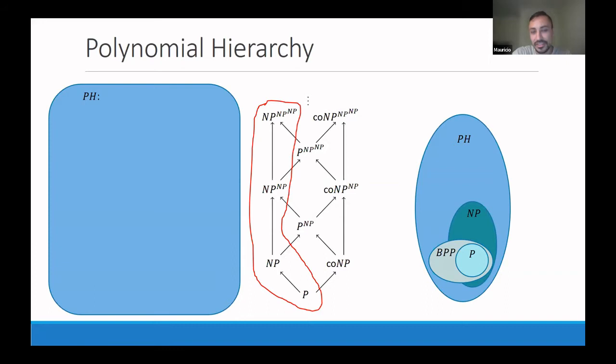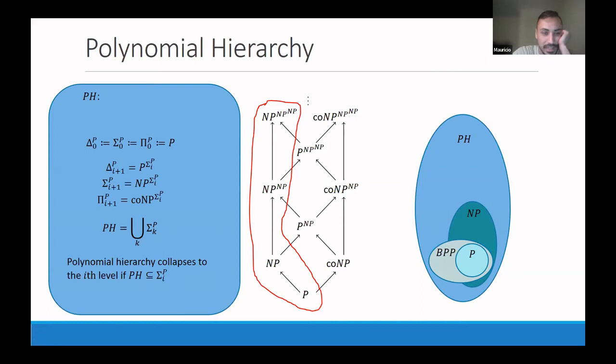So, okay, don't mind that recursion over there. The polynomial hierarchy is going to be defined as the union of all the things in this diagram, essentially. That's how I'm defining it. And we're going to say the polynomial hierarchy collapses to the ith level if the polynomial hierarchy is inside one of these elements in the hierarchy. So if all of the polynomial hierarchy is inside this, then we say it collapses to the second level, for example. If you have a question, please ask me. Don't be shy about it. But that's the essential idea.